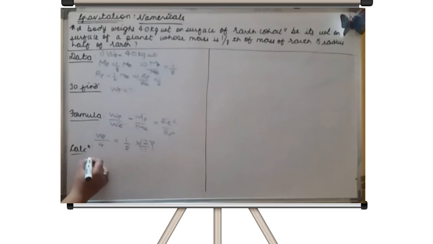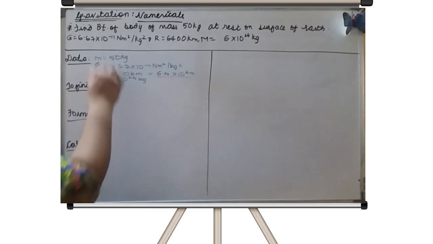So we will get Wp upon 4 is equal to 1/8 into 4. So we will get Wp is equal to 1/2 into 4. If we cancel, we will get 2. So the weight of the body on the planet is 2 kg weight.